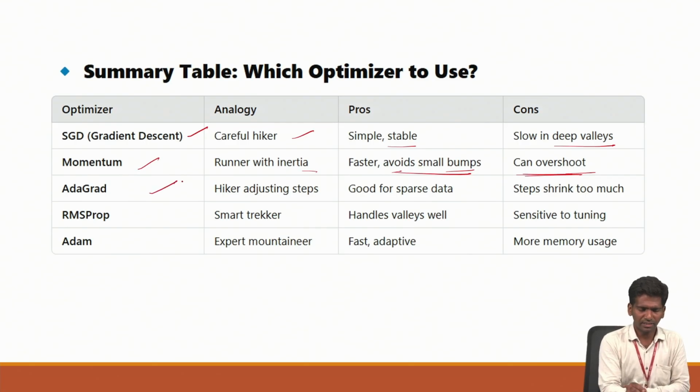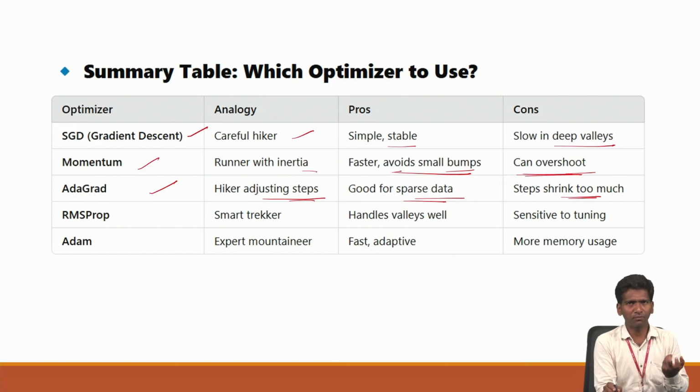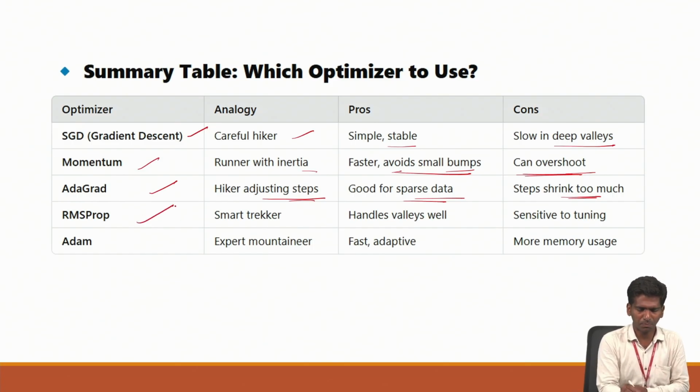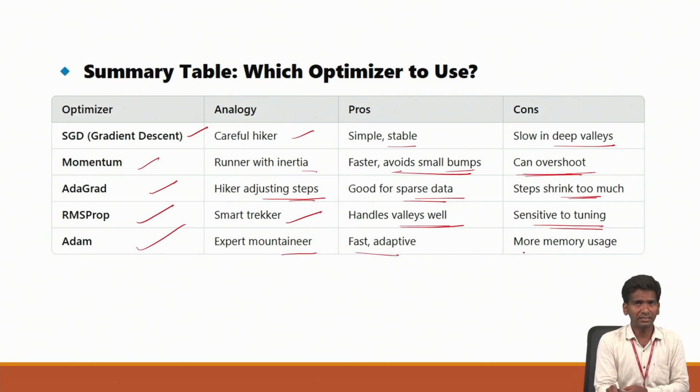Next, AdaGrad. What is AdaGrad? The hiker adjusts the steps. It's good for sparse data, but steps shrink too much. These are just a summary of what we have seen before. Next, RMS prop. RMS prop is a smart trekker, it handles valleys well, but it is sensitive to tuning. Next, the Adam optimizer, an expert mountaineer. It is fast and adaptive, but the disadvantage is more memory usage.